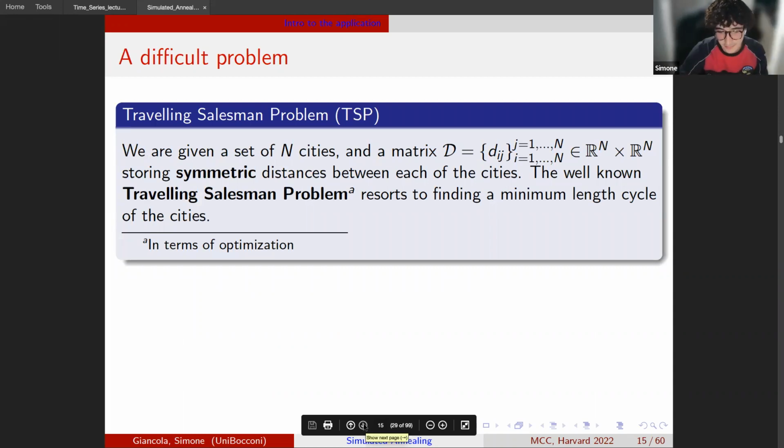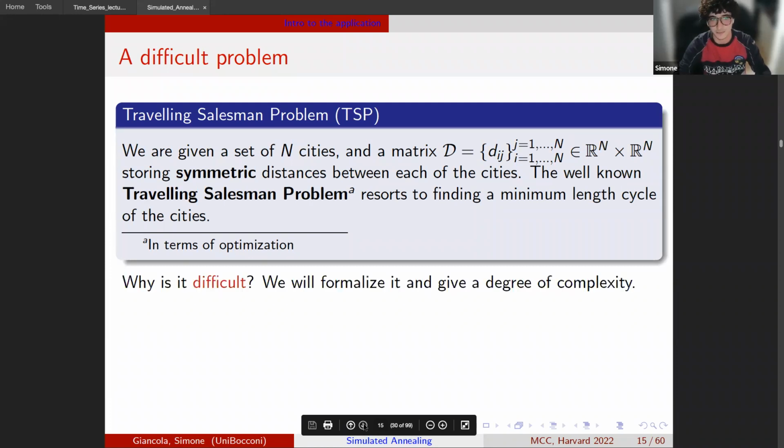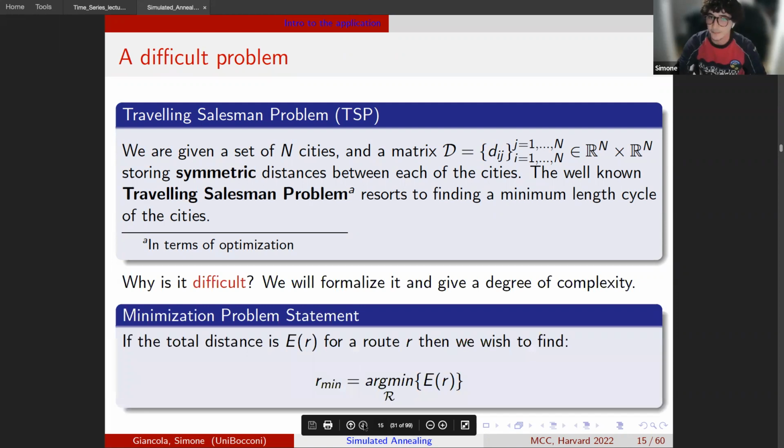The application we will see is the traveling salesman problem, which is a very famous problem. It is not yet easy to solve, let's say, but it's rather easy to explain. We just have n cities and the matrix with all the possible distances between each city. And we wish to find a tour which visits all of them without passing twice on the same one, which starts from a city and ends in another city. Looks like it's simple, but we will see that this is really not the case.